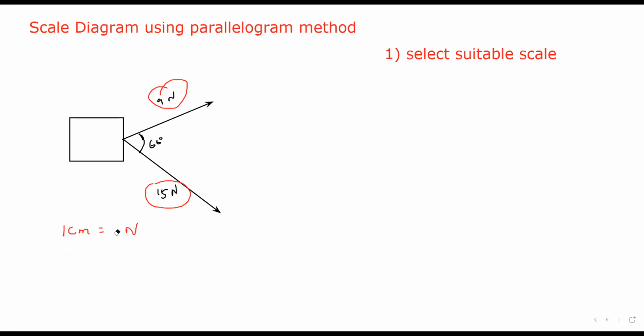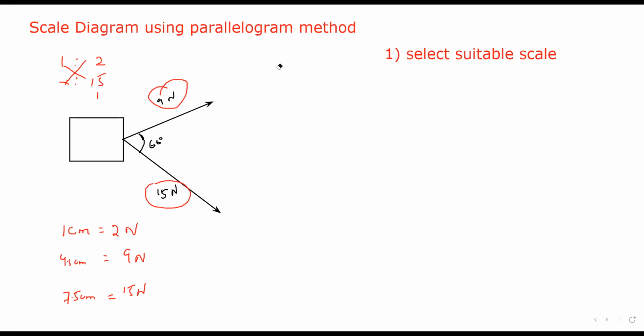Or another student, instead of selecting 1 centimeter is 1 Newton, selected 1 centimeter is equal to 2 Newton. So 9 Newton will be how much? It will be 4.5 centimeter. And 15 Newton will be how much? If 1 centimeter is 2 Newton, you can use this as a ratio. If 1 centimeter represents 2 Newton, so 15 will be x. Cross multiply. So 15 divided by 2 will be 7.5 centimeter. So this is one scale.